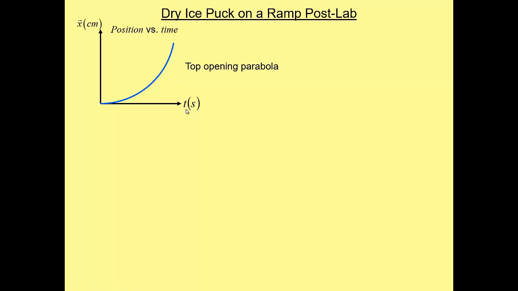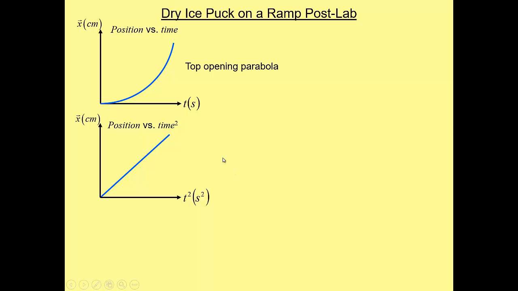So hopefully you thought back to the labs we've done in the past, in particular the area of a circle lab, where in order to linearize a top opening parabola, we had to square the x value. So in this case, if we graph position and time squared, notice in seconds squared, if you square the variable, you have to square the units. And that should have given you a linear graph.